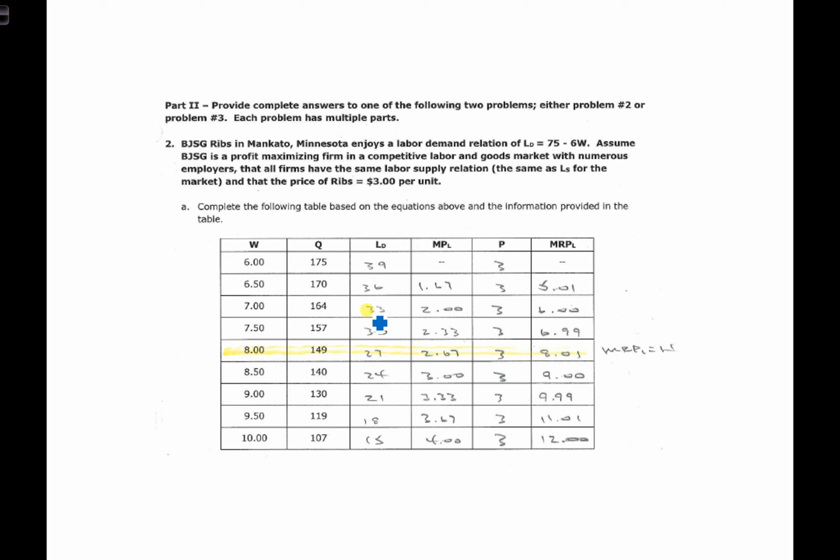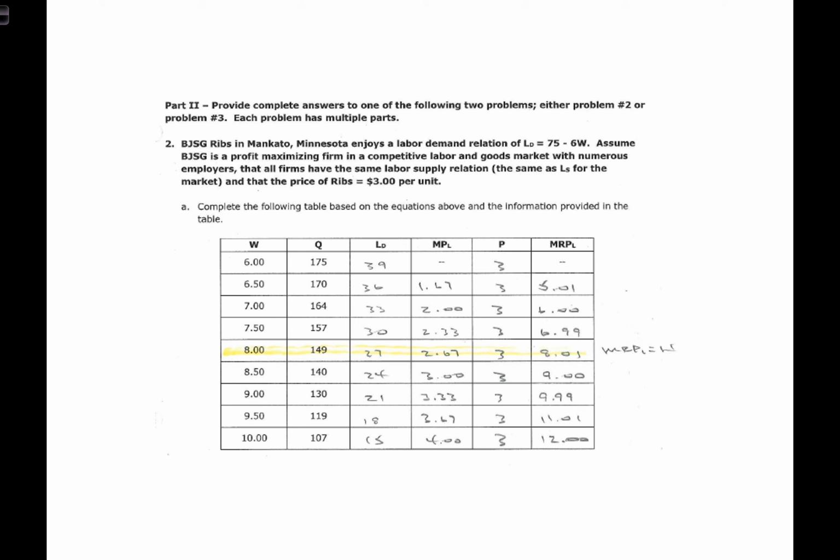This would have started at 39 and then decremented down to 15 as we put in 10 into the labor demand equation: 75 minus 6 times 10, or 75 minus 60 equals 15. So that was fairly simple to do that part.